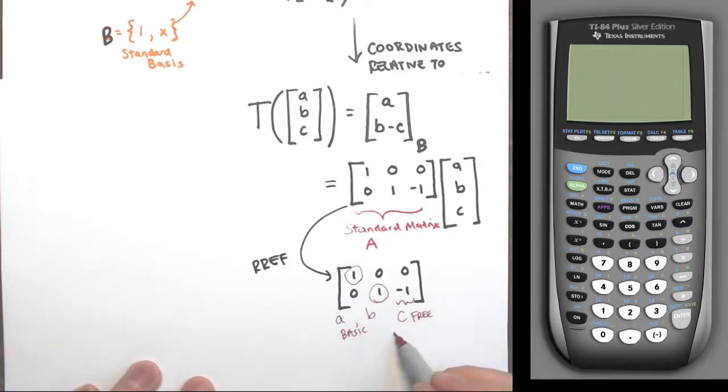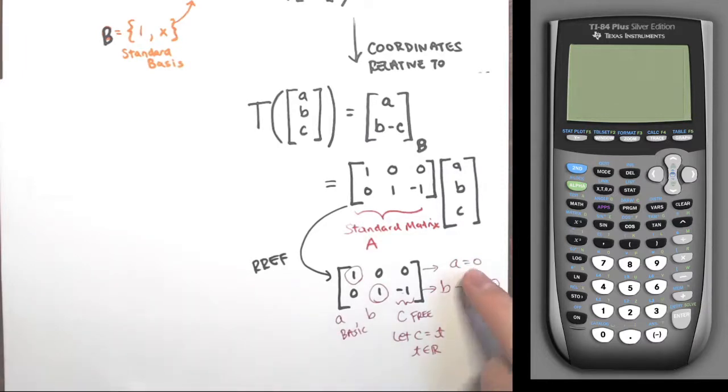So I'm going to let C be equal to T, like I like to do, where T is any real number. And then from the first row, you're seeing that A has to be equal to 0. So no matter what, the value of A has to be equal to 0. From the second row, you're seeing that B minus C, so B minus T, must be equal to 0 as well, so B must be equal to T. So now I have every variable A, B, and C written in terms of this free variable T.